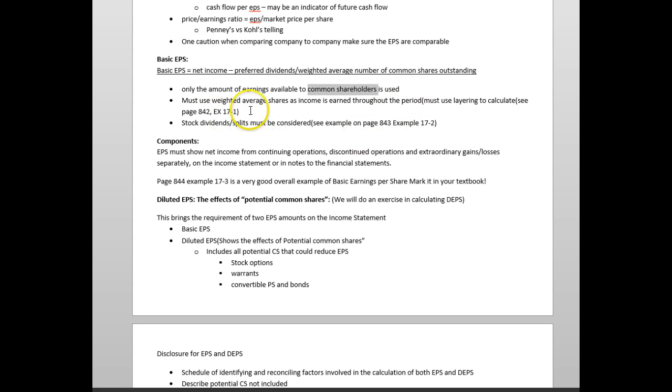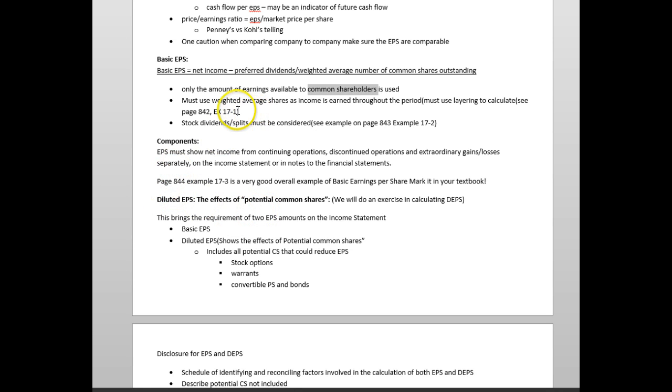Also, you're going to use a weighted average of shares throughout the period, and you're going to use a layering, such as maybe 2 months you'll have 10,000 outstanding, and 3 months you'll have 12,000 outstanding, and 6 months you will have 20,000 outstanding. You're going to take an average of those using that method.